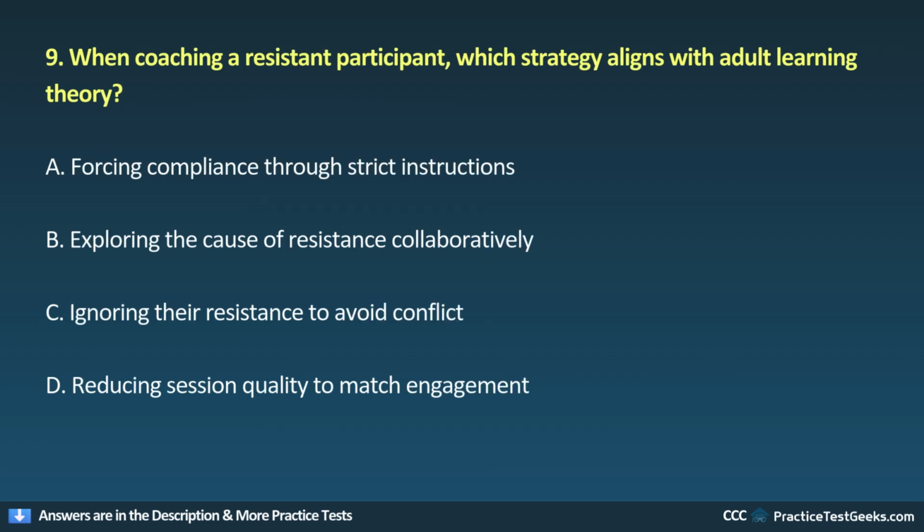9. When coaching a resistant participant, which strategy aligns with adult learning theory? A, forcing compliance through strict instructions. B, exploring the cause of resistance collaboratively. C, ignoring their resistance to avoid conflict. D, reducing session quality to match engagement.